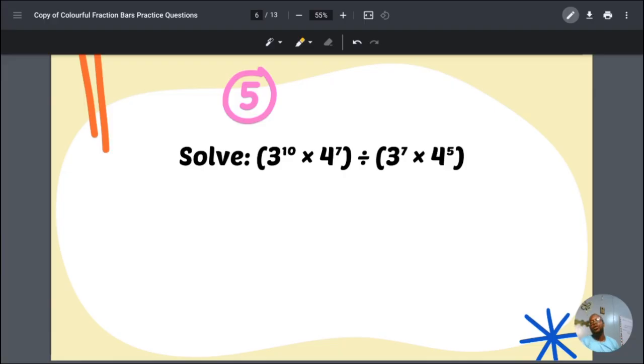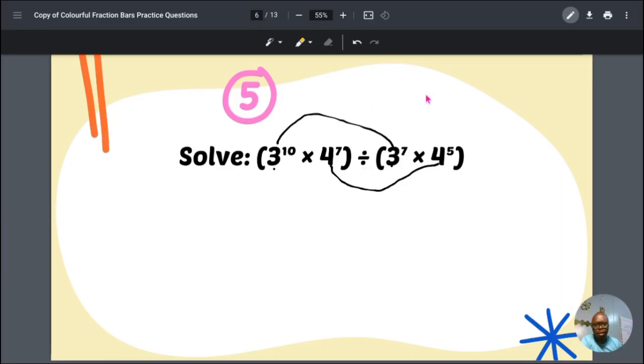There's something called the law of indices. What I want you to mind is this one is identical to this one. You see that? 3 is the base here, and 3 is also the base here. And then this 4 is identical to this one. You see that? So what you are going to do is separate them out. So when you separate them out, you have a division here.